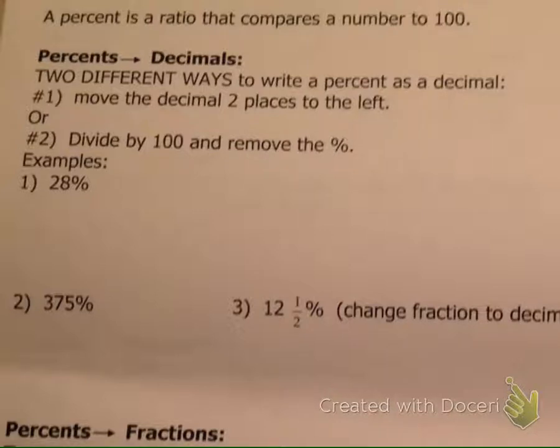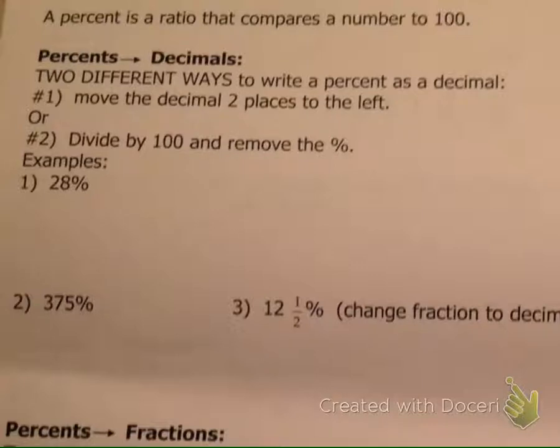Okay, so when you are converting a percent to a decimal, you can do this two different ways. You could move the decimal two places to the left, or you could divide by 100, which is basically what you are doing when you move the decimal two places to the left. You have three examples there, 28%.